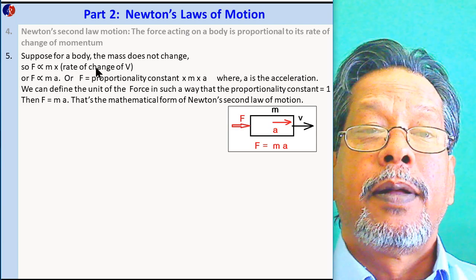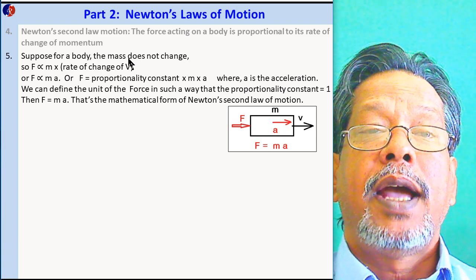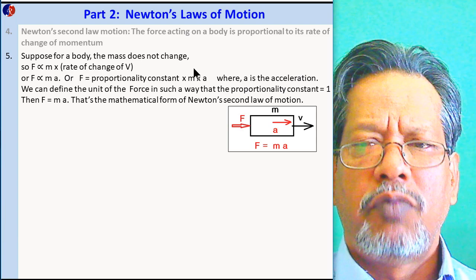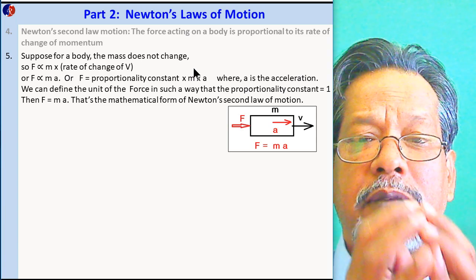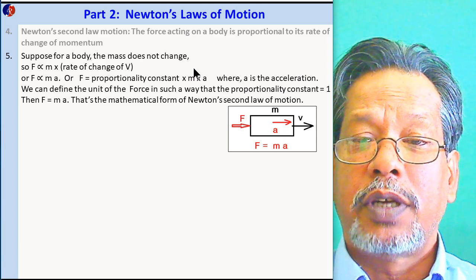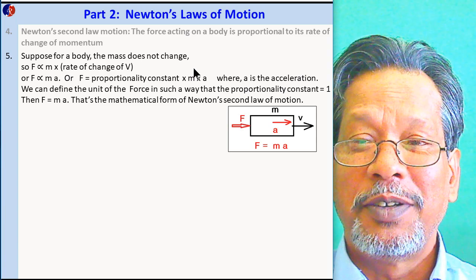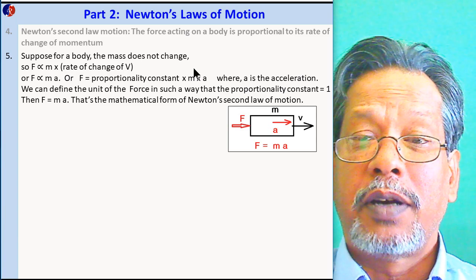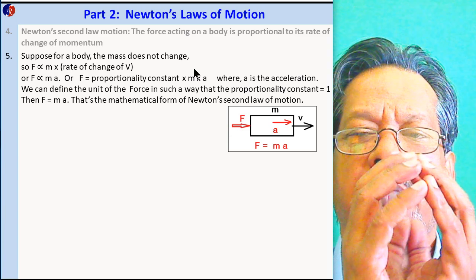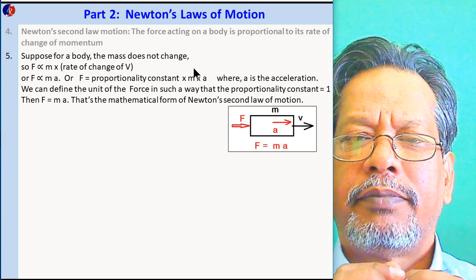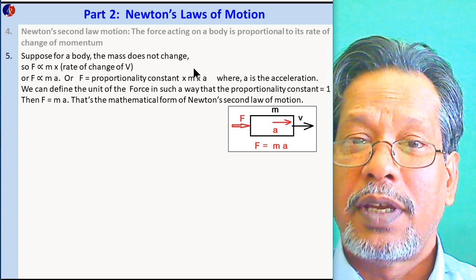Suppose for a body, the mass does not change. We'll assume most of the bodies that we see, mass does not change. Mass remains the same. So 1 kilogram stays as 1 kilogram unless you divide into two bodies, okay? Or cut out a part and throw it out and say, this is my body now. Generally, for a body, the mass remains the same, okay?